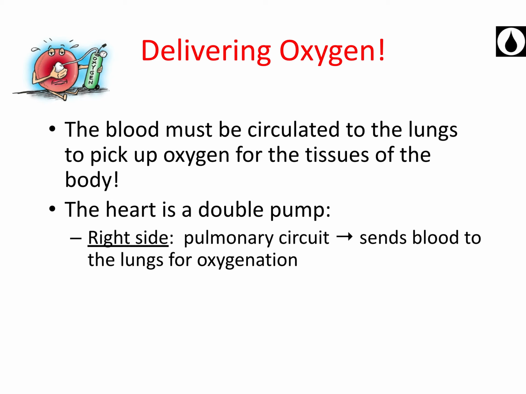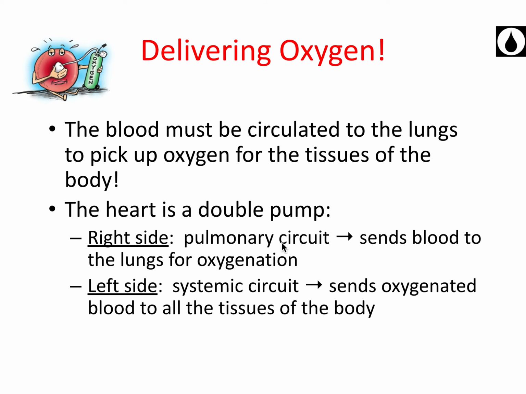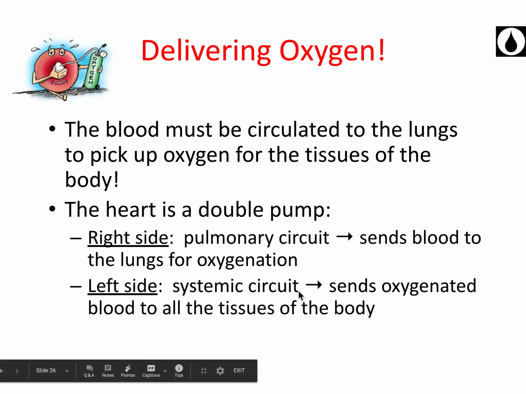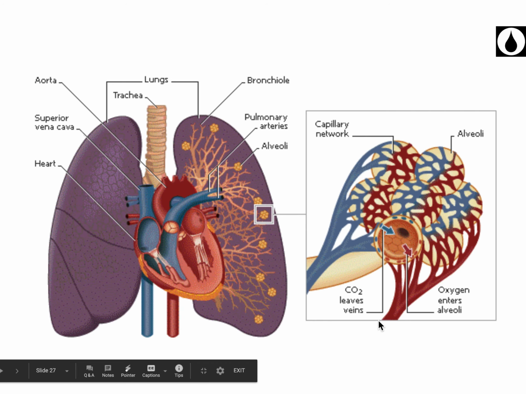The heart is a double pump. The right side does the pulmonary circuit, so it sends blood to the lungs for oxygenation. The left side is the systemic circuit, which is going to send the oxygenated blood to the tissues of the body. So here would be a more proper picture, with the lungs on either side of the heart.